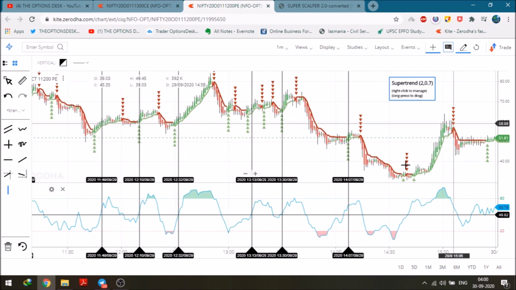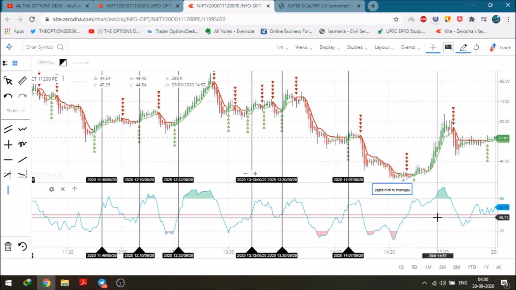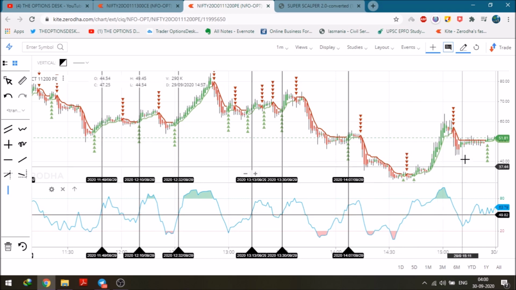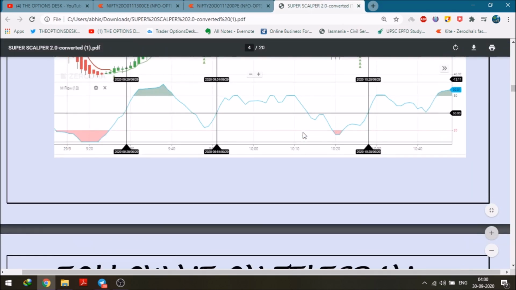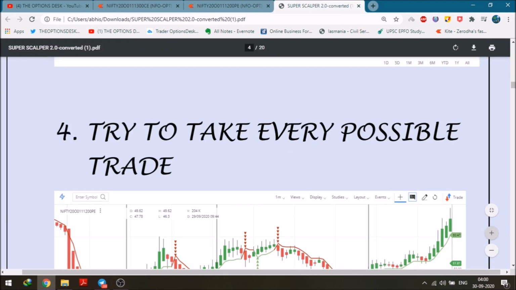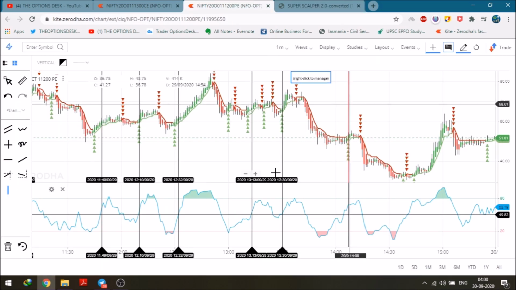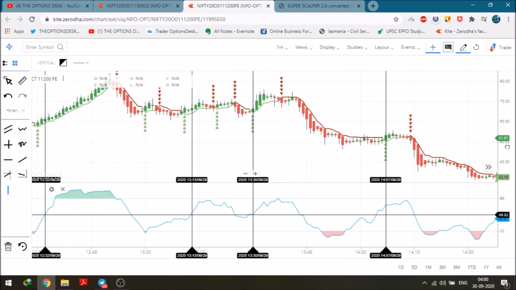Okay, I avoid trading after 2:30 p.m. That's in my rule. Even except on the expiry days, I avoid trading after 2:30 p.m. Okay, so now which point is done? The fourth point is done. Try to take every trade possible. We have taken every trade and we have plotted every trade which could have occurred in the live market today.